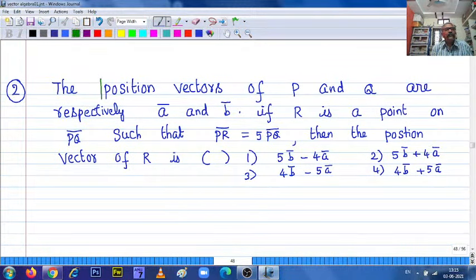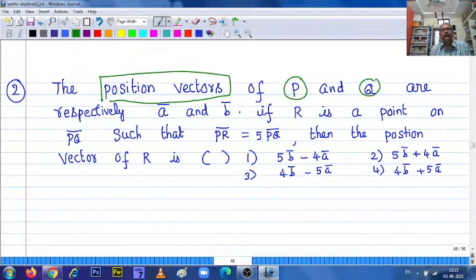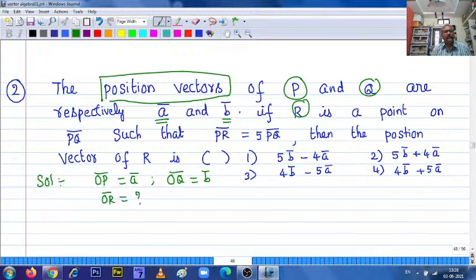The position vectors of P, Q are respectively A bar and B bar. So that means OP bar equals A bar, OQ bar is equal to B bar, given. R is a point on PQ. So the position vector of R you need to find out. OR is equal to question mark. Option 1, let us see now.